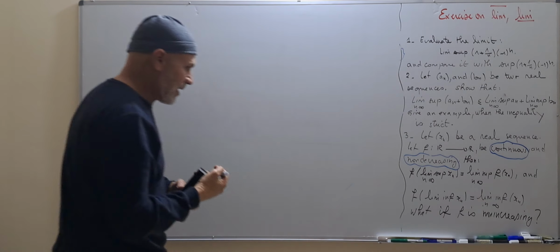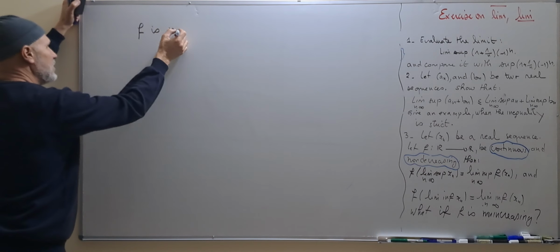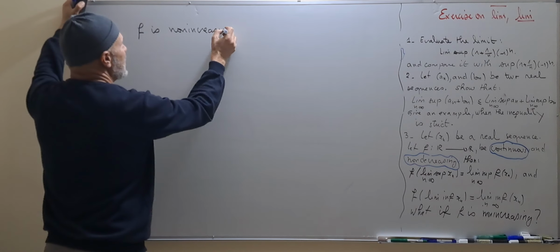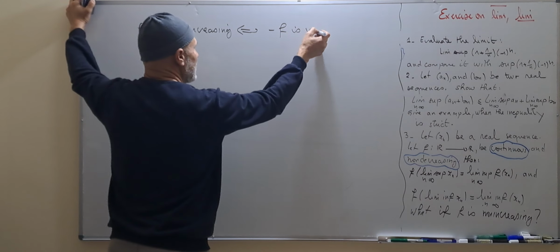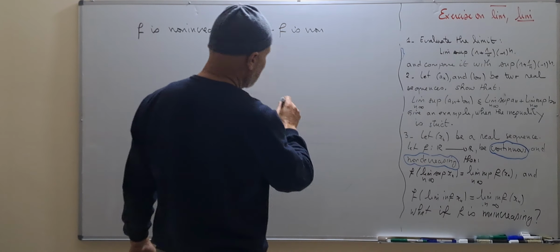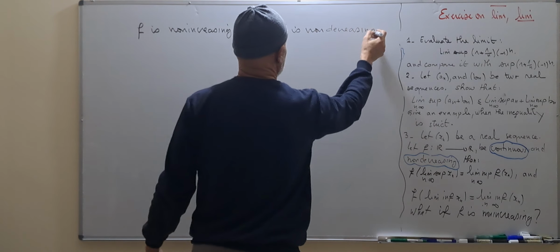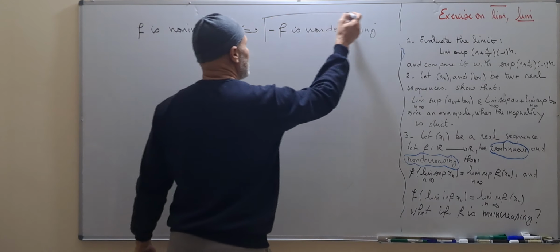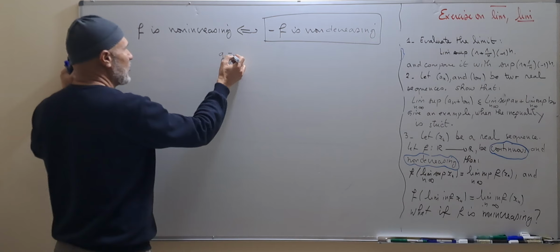If f is non-increasing, suppose that f is non-increasing. This is equivalent to saying that minus f is non-decreasing. And in this case, we are in the first case. We consider minus f as a new function. So we take g equal to minus f.